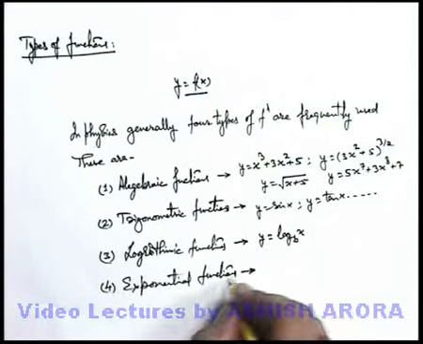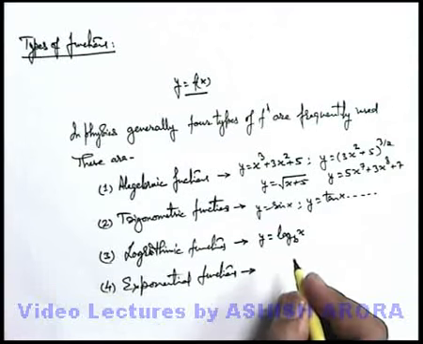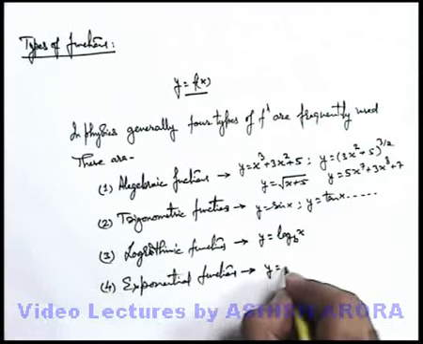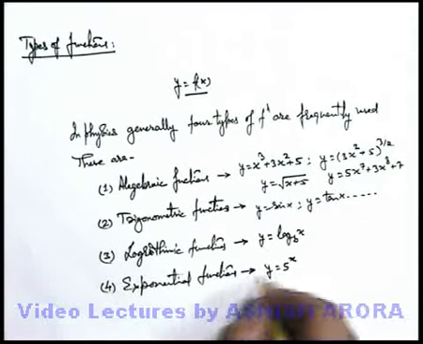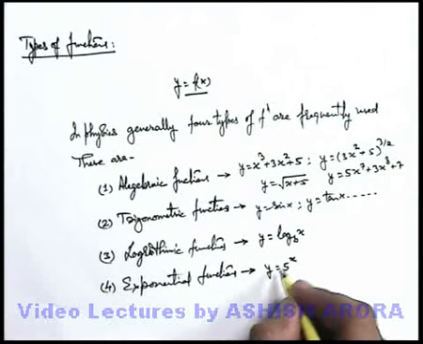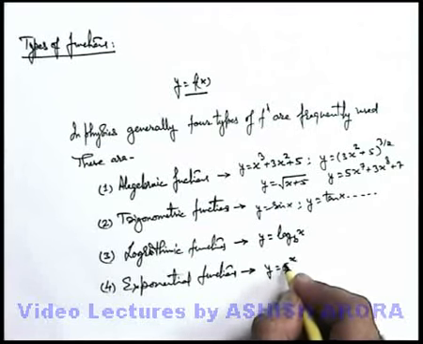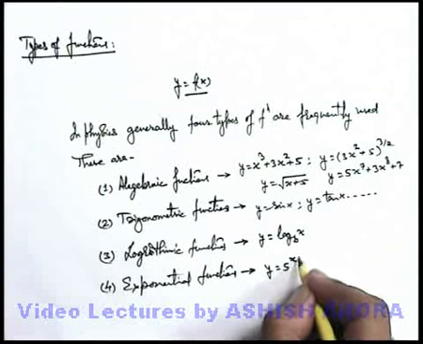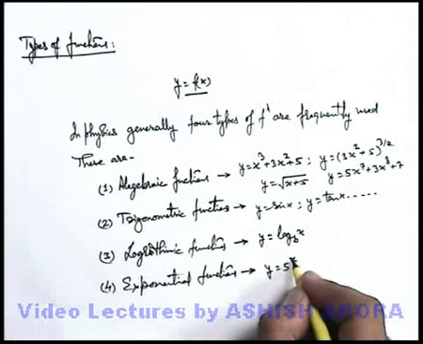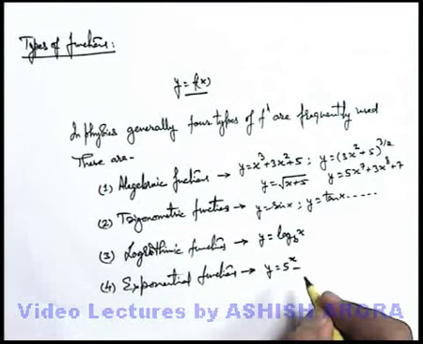Exponential functions are the functions where the power contains variable terms, like y is equal to 5 to power x. This is one of the simplest exponential functions because the constant is raised to a variable power. This variable, which is in the power, is going to decide the value of y. So such functions we consider as exponential functions.